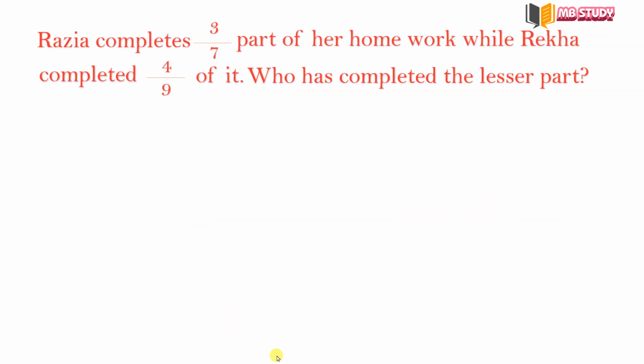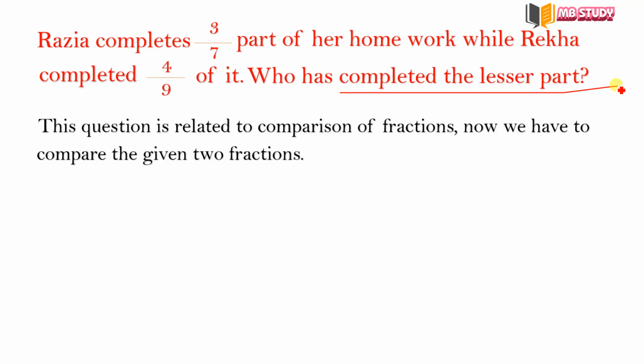Look at the next one. Razia completed 3 by 7 part of her homework while Rekha completed 4 by 9 of it. Who has completed the lesser part? Simply, the question is a comparison of fractions. The work is the same here, and they ask whose work is less or whose work is more. That means we have to compare the fractions.